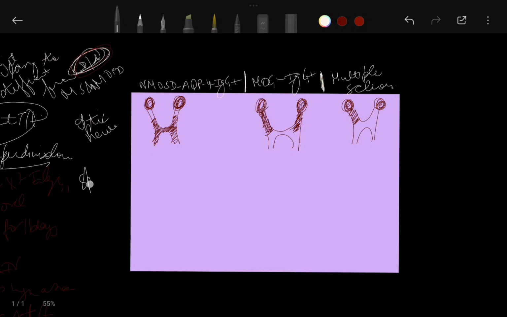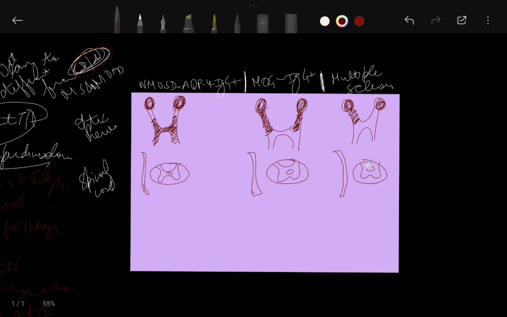Now after this, we have the spinal cord. For example, this is the whole spinal cord, and this was the diagram of the spinal cord. In case of NMOSD, which part of the spinal cord is involved? It is mainly cervical, and the central part is involved mainly. In case of MOGD, the lumbosacral part is involved, and again mainly central involvement is there. In case of multiple sclerosis, cervical segments can be involved, and peripheral involvement can be there.